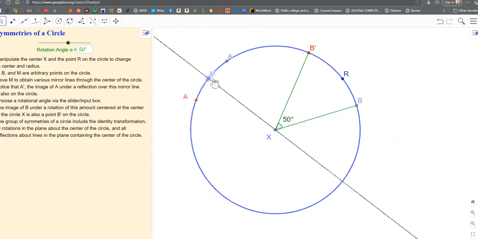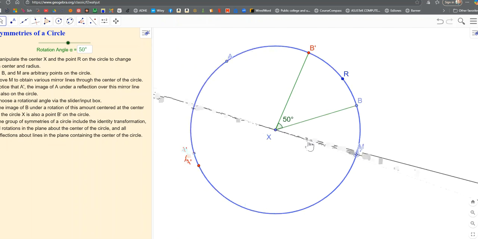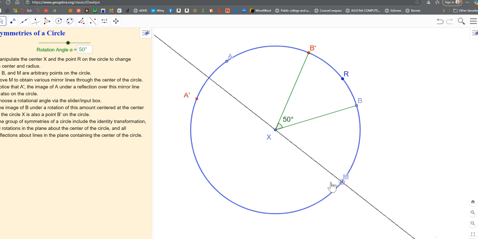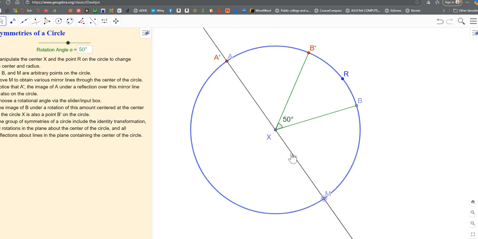So no matter where I put that line, when we reflect the circle about that line, well, the 2 points that are on the line and the circle will be fixed. Other points will move, like A goes to A prime, but then A prime is going to go to A. They just swap places. And so that's going to be a symmetry of the circle because the circle stays the circle collectively when we reflect it about that line. And again, there are infinitely many of these lines, any of these lines that go through that point.